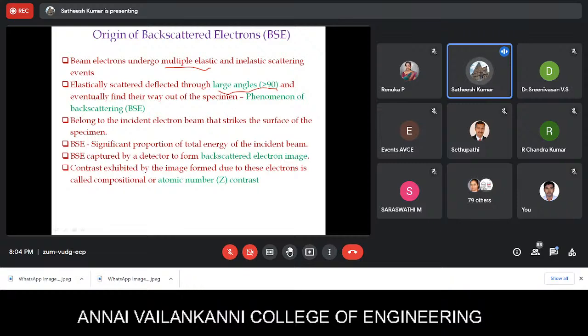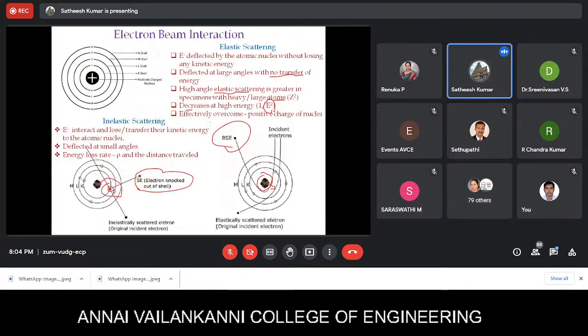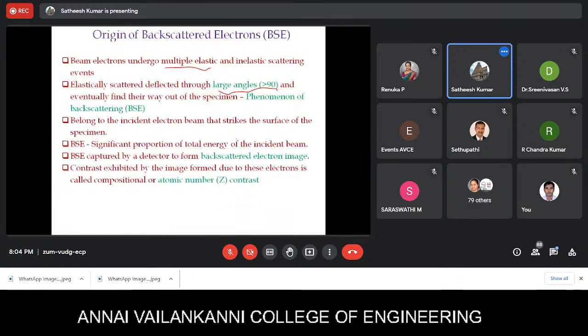They eventually find their way out of the sample, and this phenomenon is called backscattering. These electrons have energy almost similar to the energy of the incident beam, and the technique used for capturing them is called backscattered electron imaging. As I was telling you earlier, this is very sensitive to the atomic number, so we can have contrast imaging by using backscattered electrons.